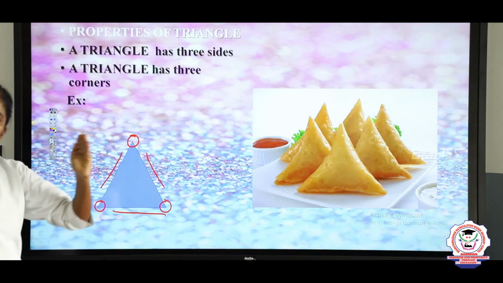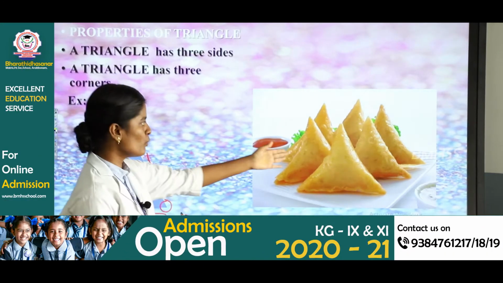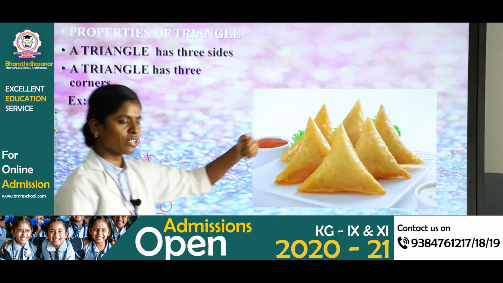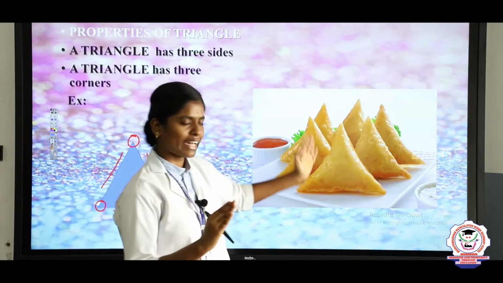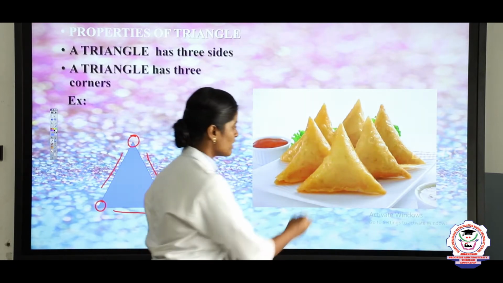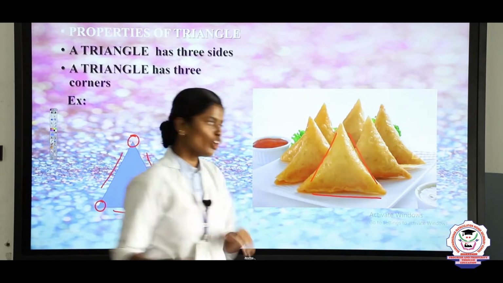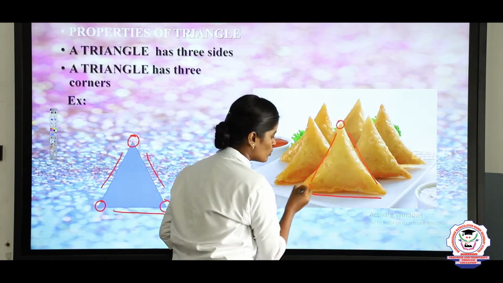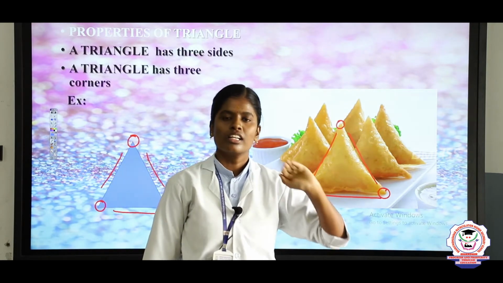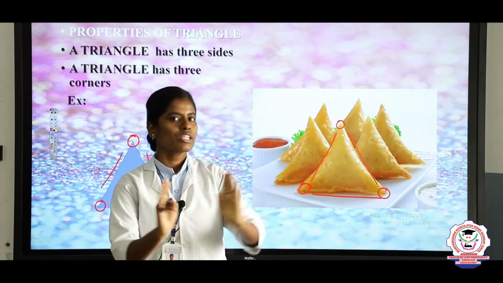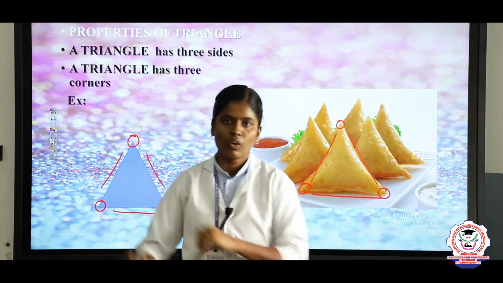Okay, so what is meant by triangle? A triangle has 3 sides and 3 corners. Here we have some examples. The examples are samosa and pyramid, those are all based on the triangle shape. So it has 3 sides and then 3 corners. 1, 2, 3. Okay, so this is called a triangle. Just look around your home. What are all the shapes related to triangle? Tell your mother, and then tell the properties.